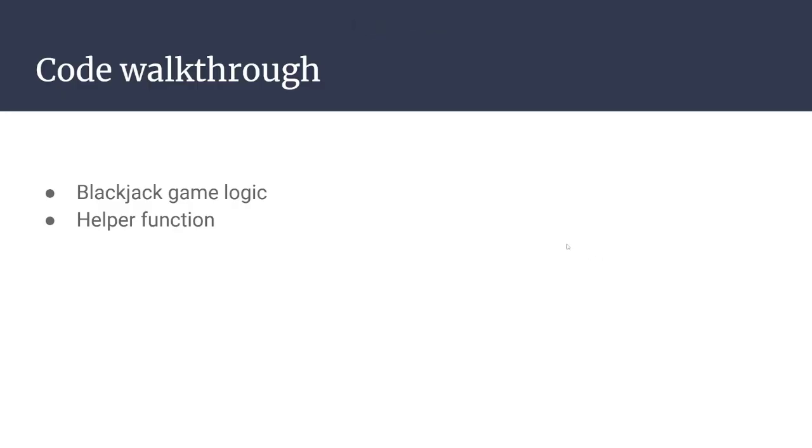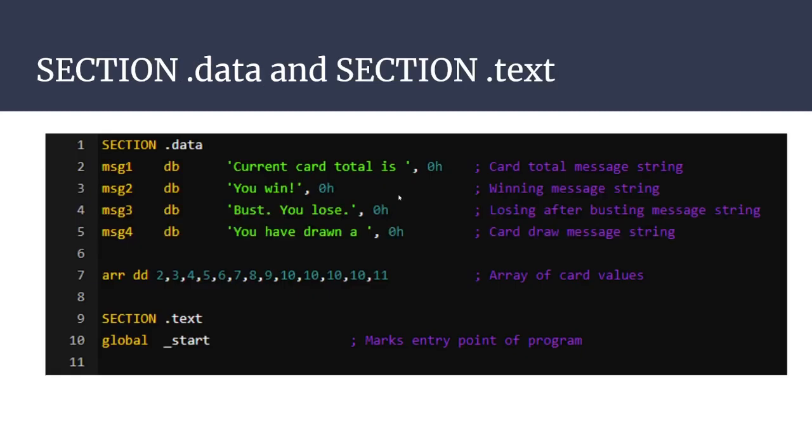First we will go through the game logic, and then we'll go through the helper functions. So in the first part, we have the .data section, which is used to declare and initialize data variables. From line 2 to 5, we define 4 strings used to display messages to the user using DB. DB stands for defined byte, and is used to allocate memory to store the entire string, including the null terminated character, which is what the 0h means. The first message is a current card total, the second is a winning message, the third is a losing message, and the fourth shows which card you drew.